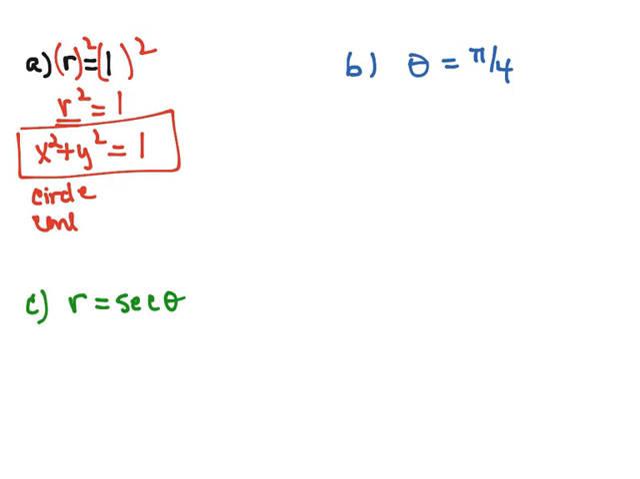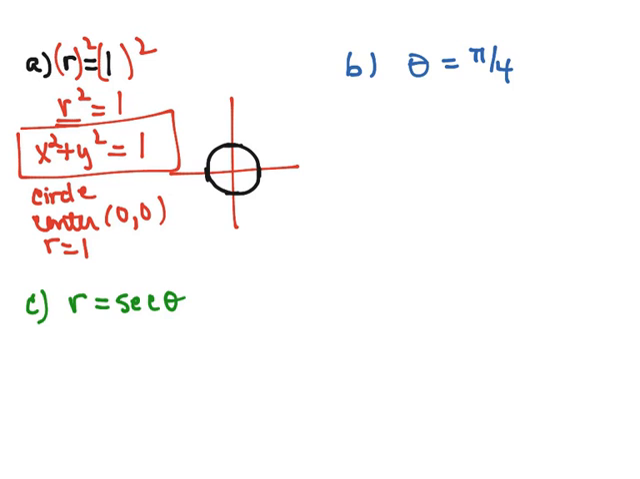The center of the circle is 0, 0. The radius of the circle is 1. So if we wanted to graph the circle, we would go out 1 from the center, and that's what the graph of that equation would look like.